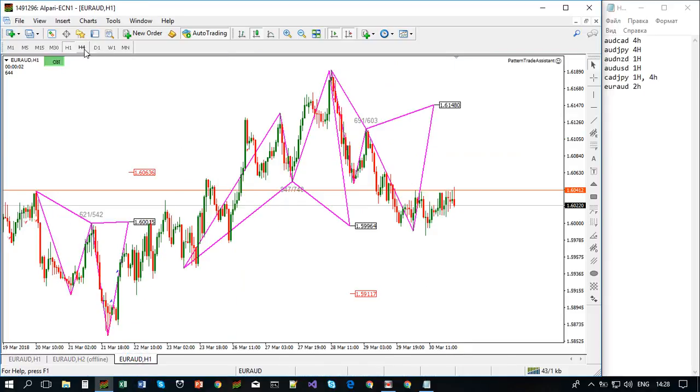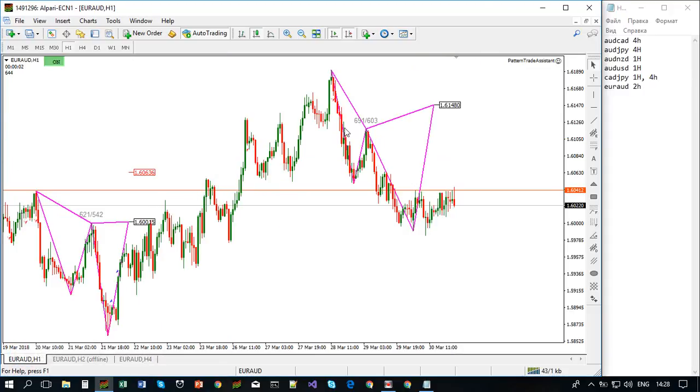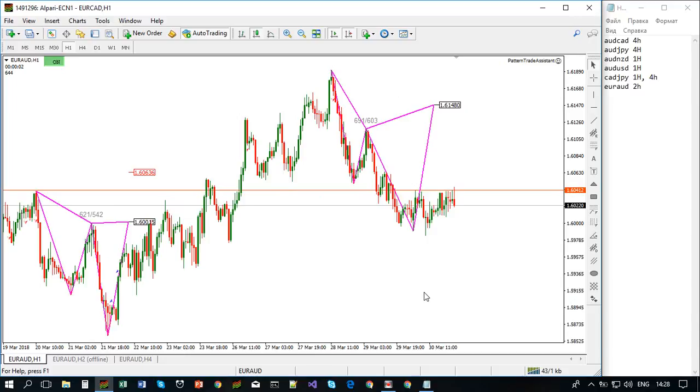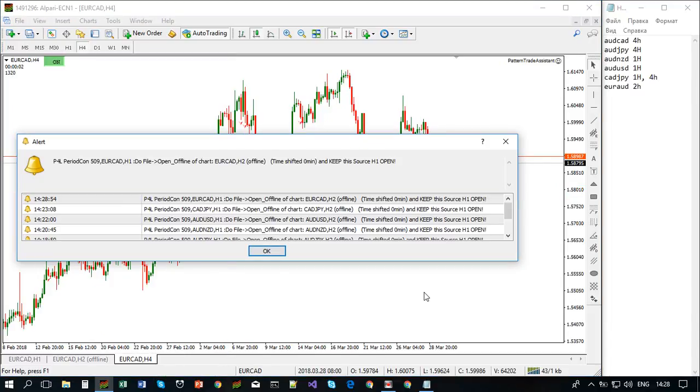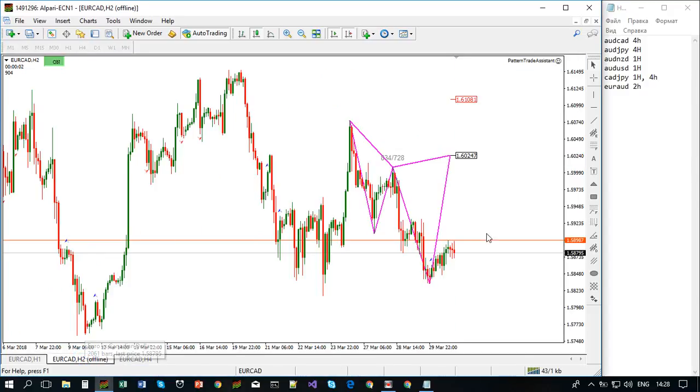Okay, let me switch it back to 4 hour, 2 hour time frame, 1 hour. 1 hour is the bearish one. If it continues and the pattern wins, hitting the 382, 618, whatever, we may have that bear pattern completion. Okay, let's go next. Euro Canadian. Nothing here. Same stuff. If it moves higher to the upside.